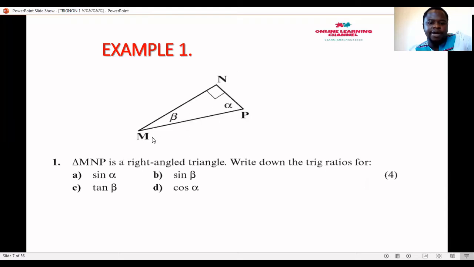It will be MN over MP. And then sin beta, which will be opposite, NP, over hypotenuse, which is MP. Okay. Now tan beta and cos alpha. And then they're saying that if MP is equal to 13 and NP is equal to 5, calculate the value of cos theta.